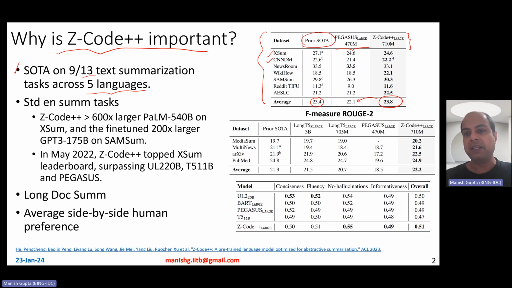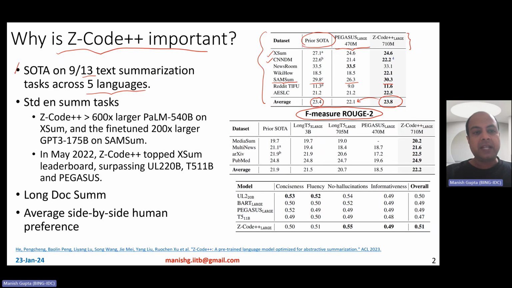So for example, if you look at SAMSum, this particular data set, Zcode++ is 30.3 compared to the prior state of the art of 29.8 versus 26.3. These numbers are actually F-measure Rouge2 values. Rouge is a popular family of metrics for measuring summarization, and Rouge2 specifically measures bigram overlap between the ground truth and the generated summary.